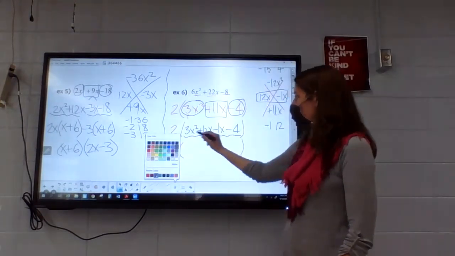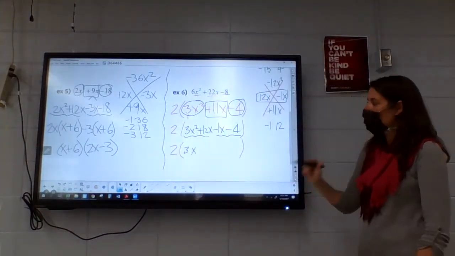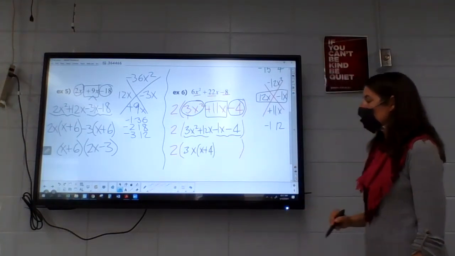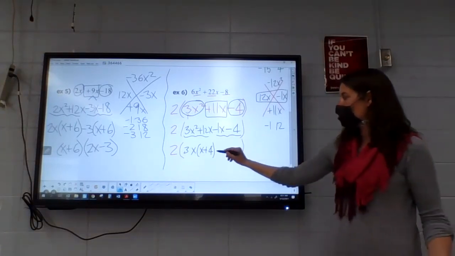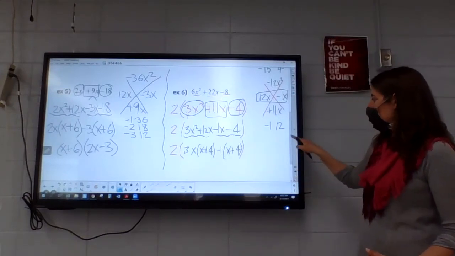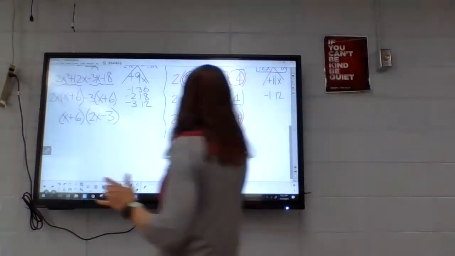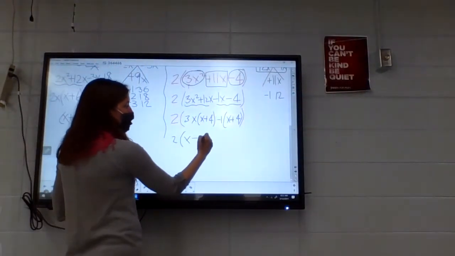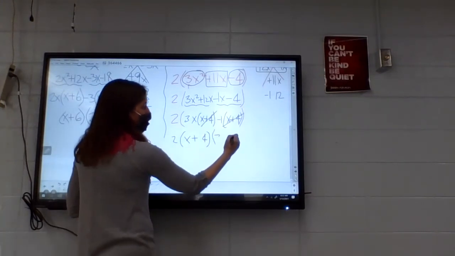Okay. So out of these first 2 terms, I can take out a 3x. I'm left with x plus 4. Now out of the second 2, they're both negative, so I'm going to take out a -1. And so again, there's that 2 in front, but then there's this x plus 4 that's common, and then the 3x minus 1.